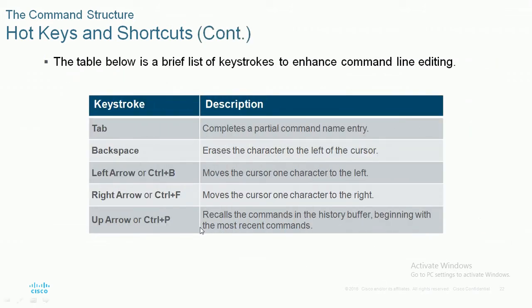Tab completes a partial command name entry. Like config, I need to enter Con plus tab, and it will complete config. Backspace erases the characters to the left of the cursor. Left arrow or Control B moves the cursor one character to the left. Control F moves the cursor one character to the right. Control P recalls the commands in the history buffer beginning with the most recent commands.